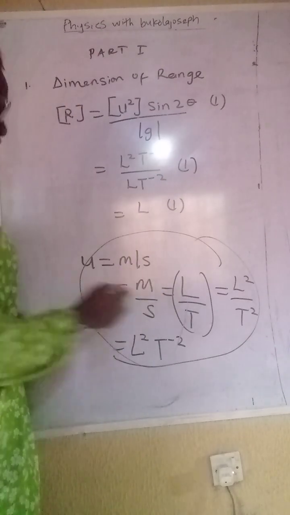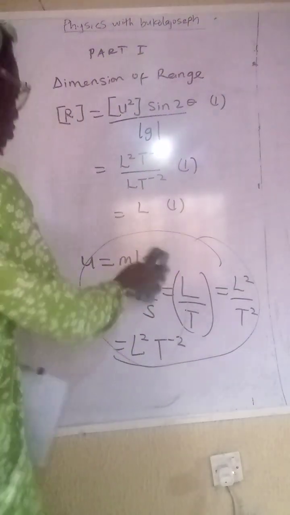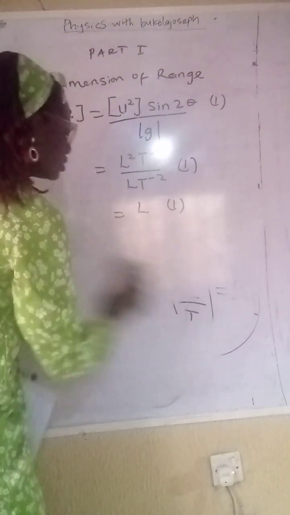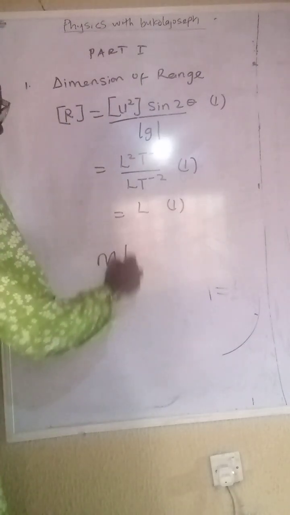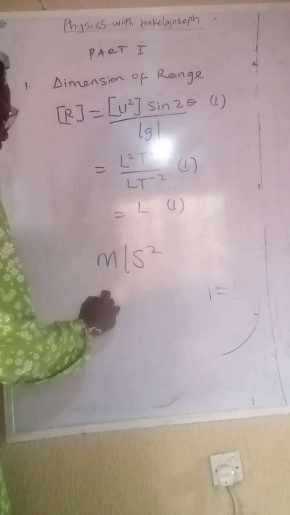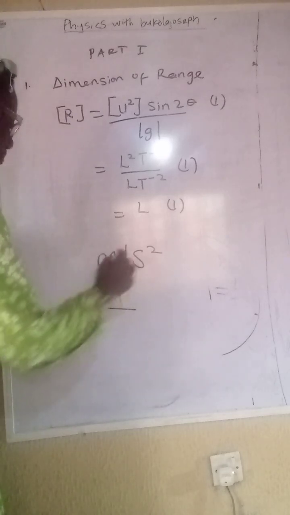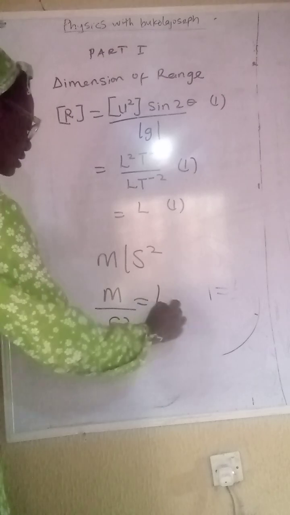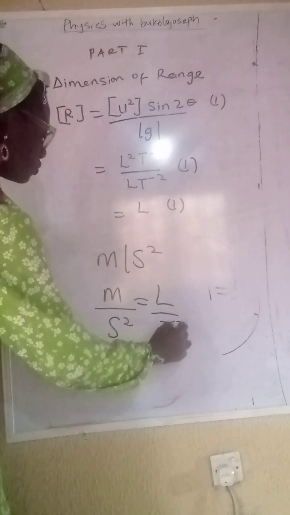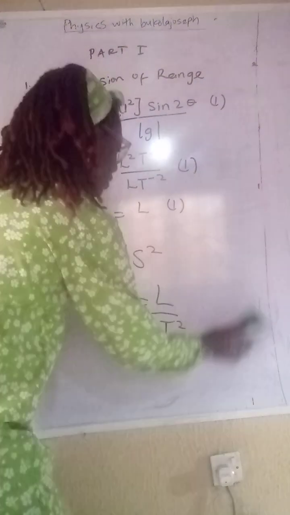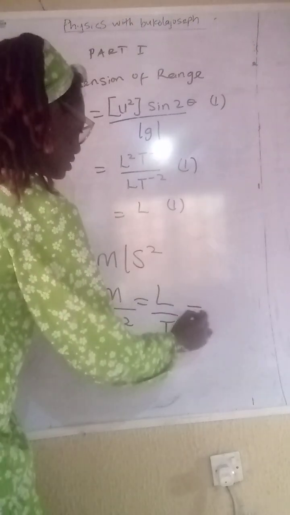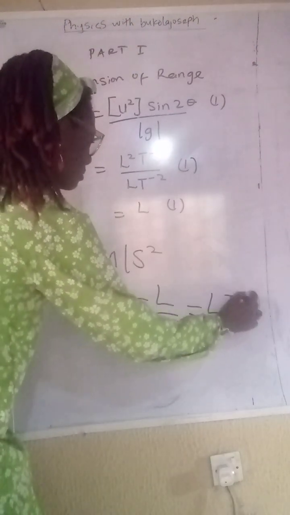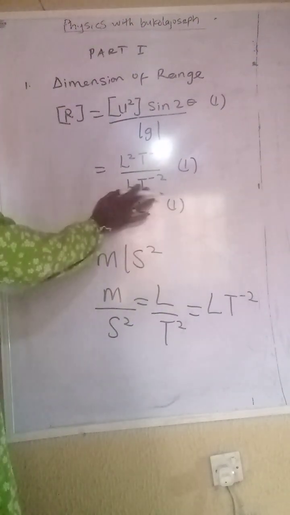Then acceleration due to gravity. The unit of acceleration due to gravity is meter per second squared. So it means it's m all over seconds squared. Meter goes with length, seconds goes with time, so we have T squared. If I simplify this, this becomes L T to the minus 2. And that is how they got this.